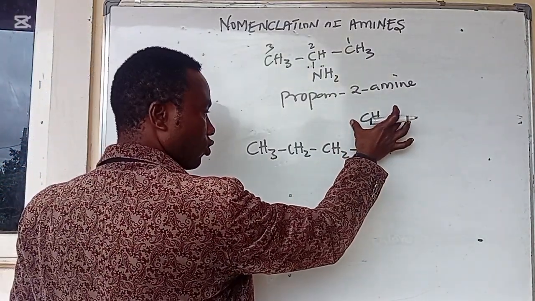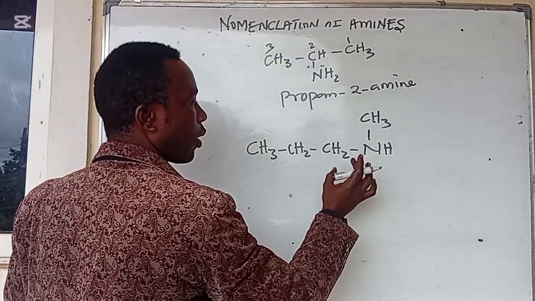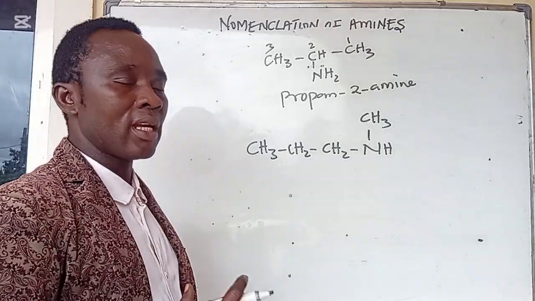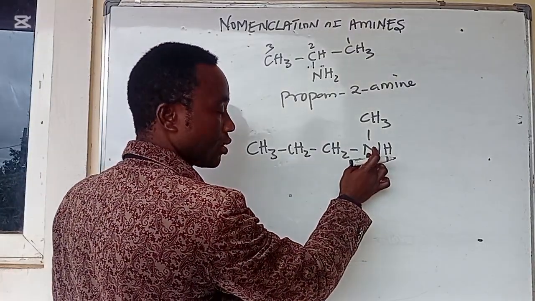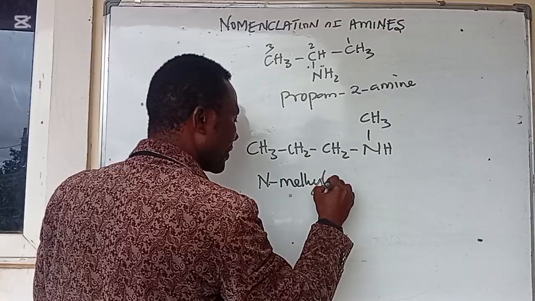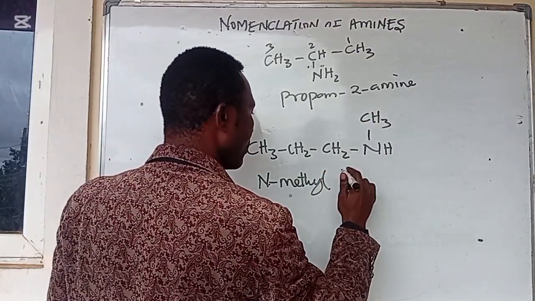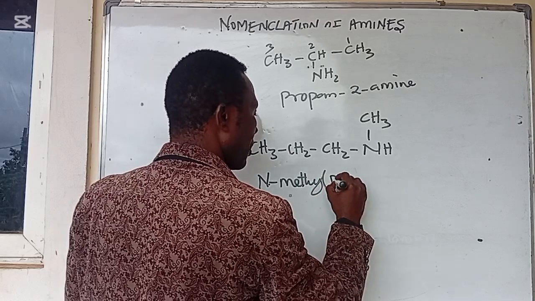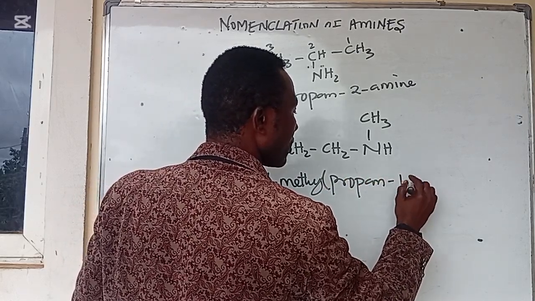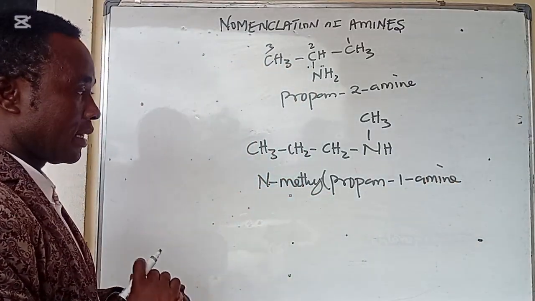Now, this is a substituent. You name the substituent before the main compound. But where is the substituent attached to? Where is it bonded to? It's bonded to nitrogen. So it will become N-methyl because the methyl is bonded to nitrogen. N-methyl. Then you now name the compound, which is propan-1-amine. So that is the name.